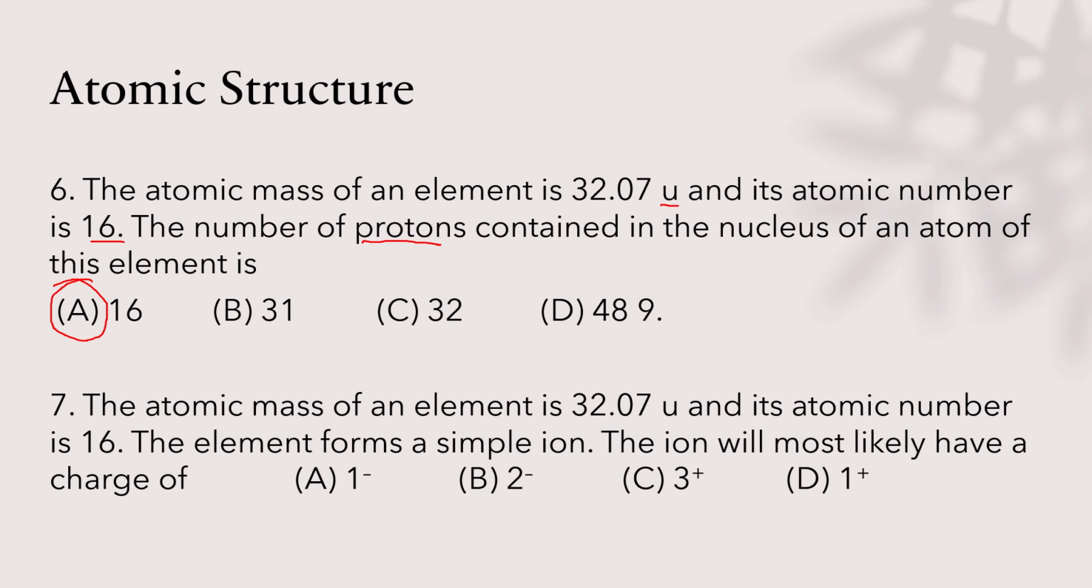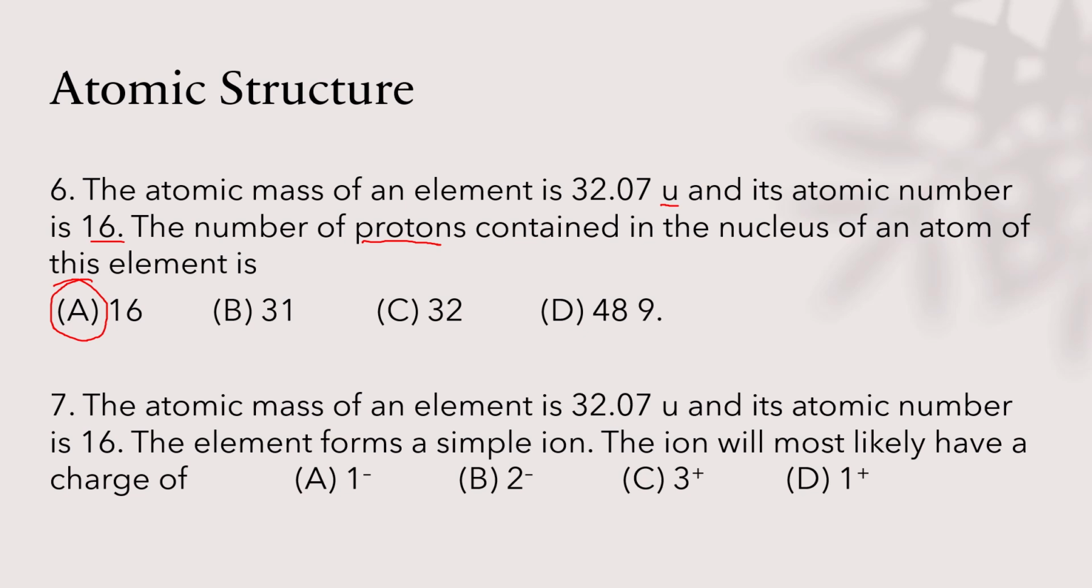Now number 7, the atomic mass of an element. So it's the same atomic mass as the previous question, the same atomic number. So this is where the periodic table will probably help you. If you find number 16 on the periodic table, you'll see that it's sulfur, having a mass of approximately 32.07, depending what periodic table you're using.